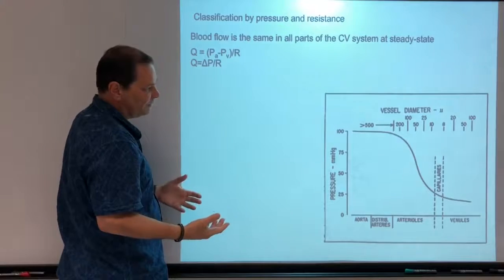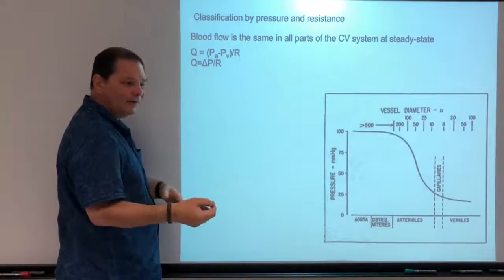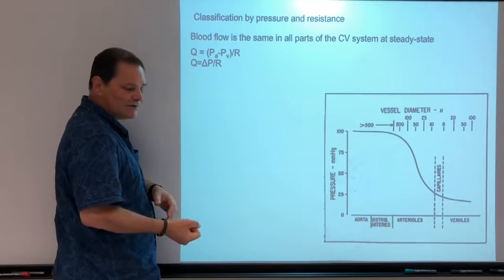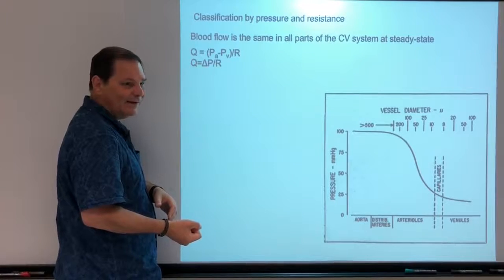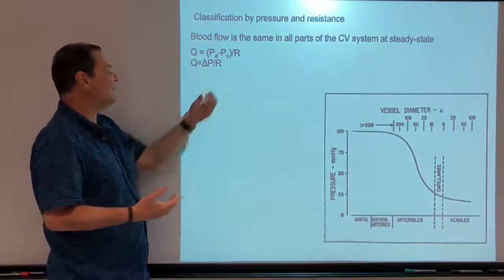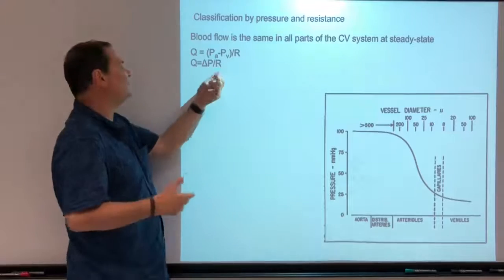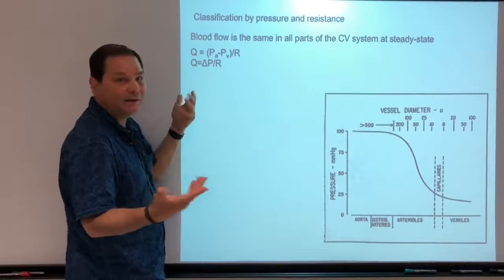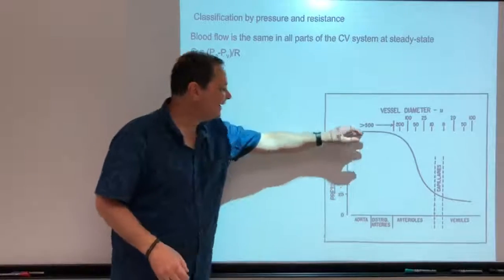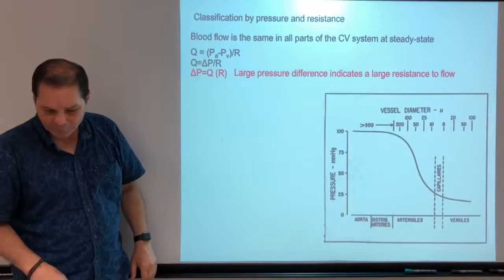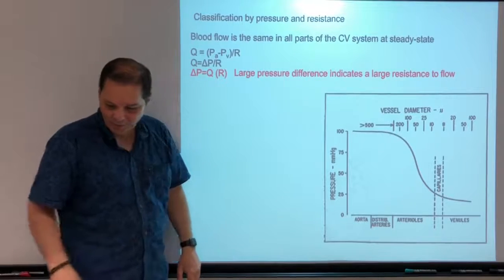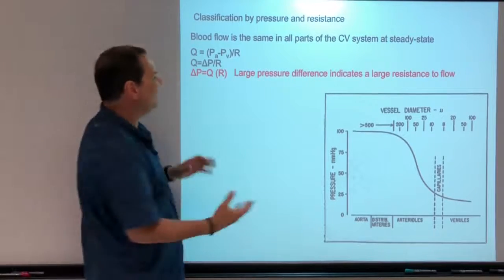If you're talking about blood through a particular bed, you look at the perfusing pressure in the arteries feeding that bed, you measure the pressure in the veins coming out of that bed, that difference in pressure divided by the resistance to flow through that bed gives you the flow through the bed, okay? So we can do that here.